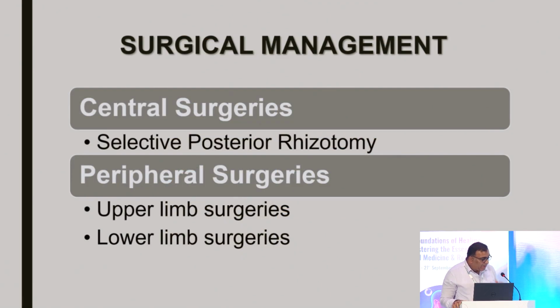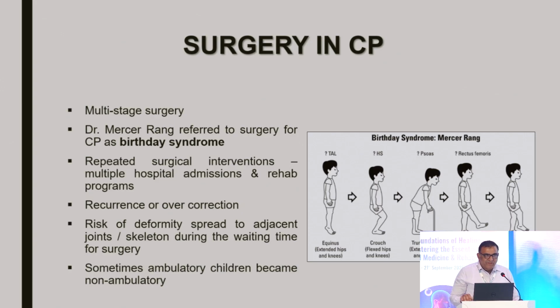Lakshmi Vas. Now coming to surgical management, we have central surgeries and peripheral surgeries. Central surgeries include selective posterior rhizotomy, which is not our domain. What we do is the peripheral surgeries, the upper and lower limb surgeries. In the earlier concepts, it was multi-stage surgery. That's the reason why Dr. Mercer Rang referred to CP as Birthday syndrome, because every time one joint is operated. Usually we used to operate first the ankle, then the knee, then the hips.